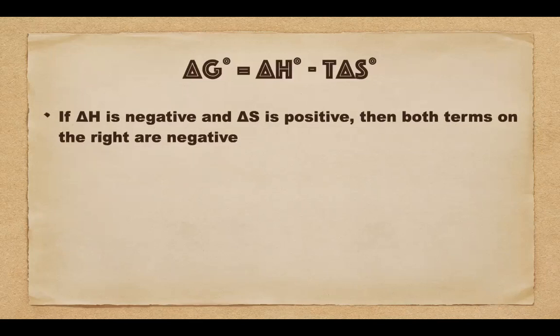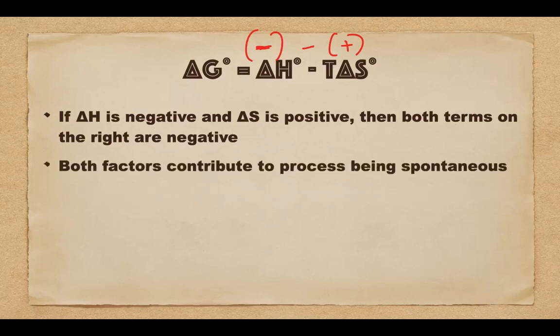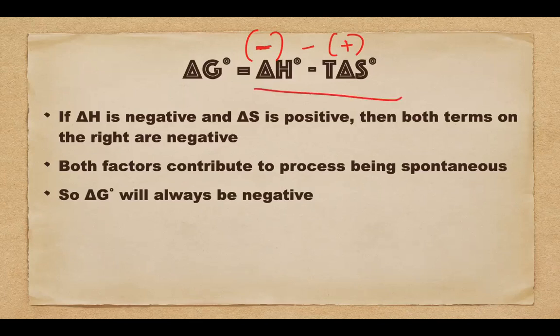Here's the equation. If delta H is negative, and the T delta S term is also negative, then both terms on the right are such that we have a negative minus a positive, so everything on the right-hand side is negative. Both factors contribute to the process being spontaneous. So delta G is always negative. A negative number minus a positive, this whole thing is going to be negative. Negative delta G is spontaneous.